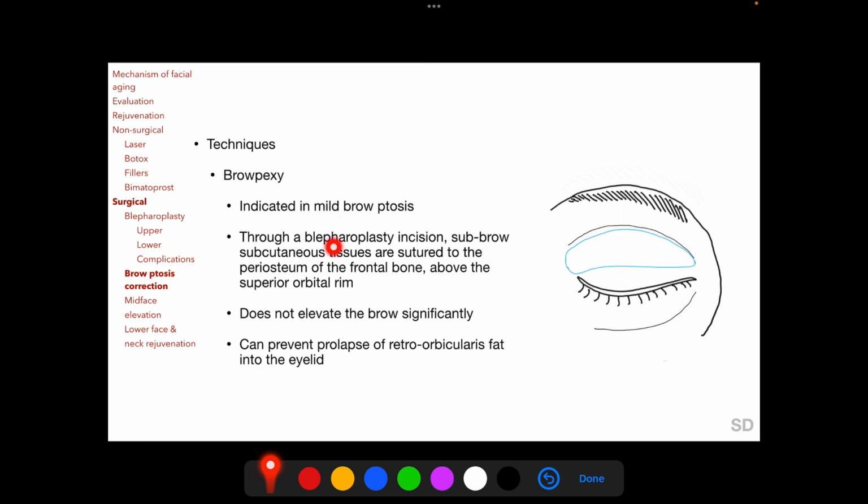This is done through an upper eyelid blepharoplasty incision through which subbrow subcutaneous tissues are sutured to the periosteum of the frontal bone above the superior orbital rim. However, this technique does not elevate the brows significantly but can prevent prolapse of retroorbicularis fat into the eyelid.